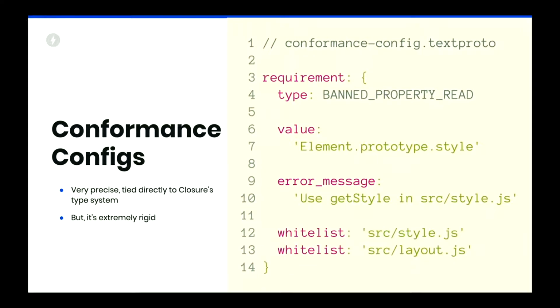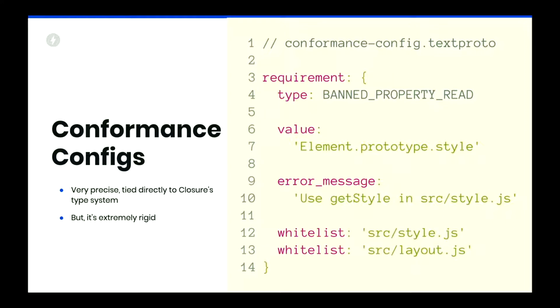So we can skip next to conformance configs, which are the extremely precise ones. These are backed by Closure's type system itself. We can tell exactly what value is being used. In this case, we're banning direct access to element.style. So if you have a div and you want to set the absolute position on a div, normally you would just do div.style.position equals absolute. But we've identified issues with this. So instead, we force everything to go through a set of helper methods. One is getStyle, another is setStyle. All these are in the style.js module.